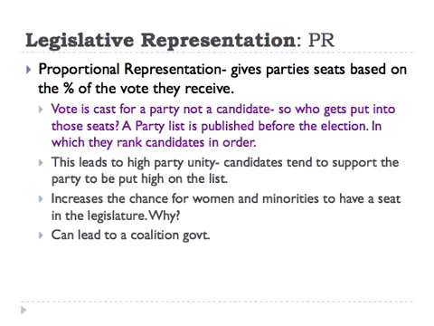You have your proportional representation, which we'll get to as well. It gives parties seats based on the percentage of the vote they receive. So a vote is cast for the party, not a candidate, so not one person, but for the party. So whoever gets put in those seats: a party makes a list of their top candidates and ranks them 1 through whatever. Then, based on the percentages, that determines how many people get to go into office.